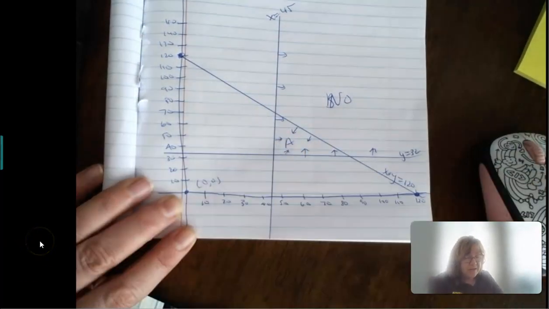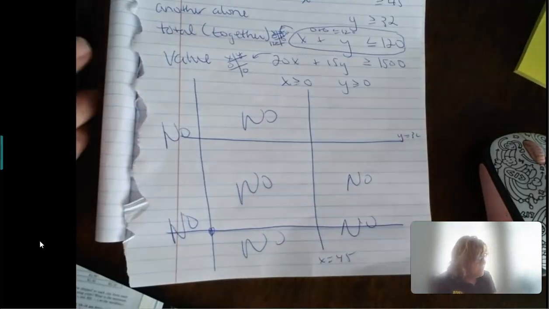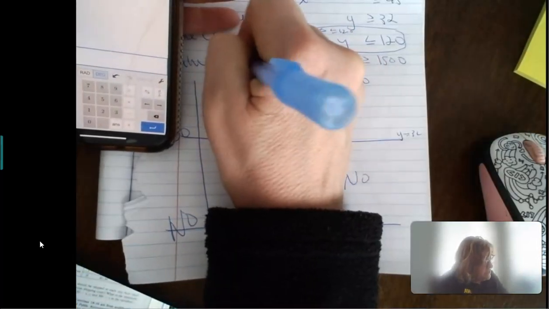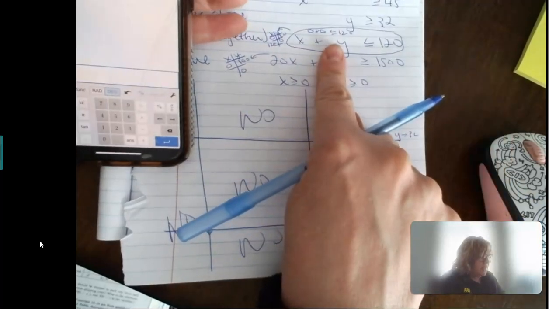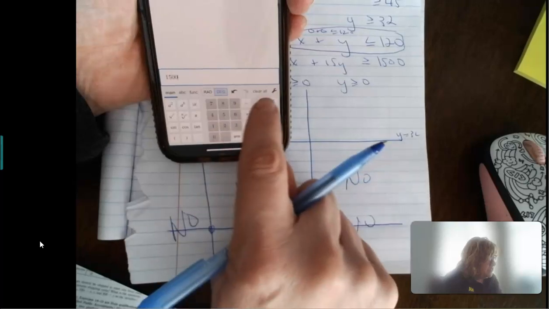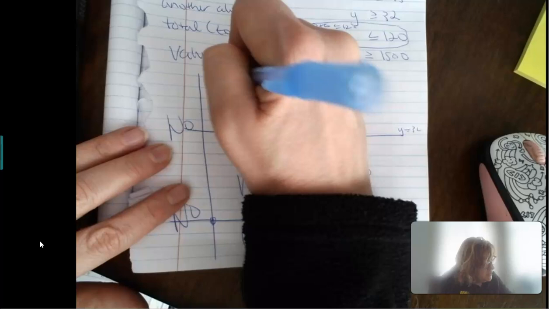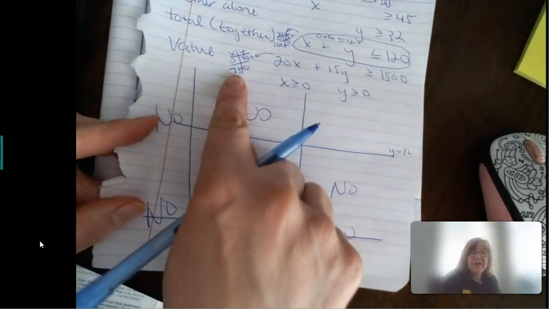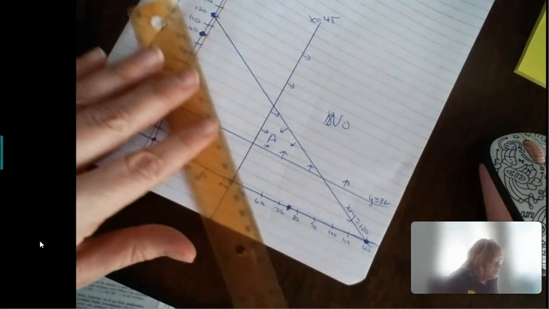All right, our next one is 20x plus 15y equals 1500. If I sub in 0 for x, I divide by 15, I get 100. If I sub in 0 for y, I'm dividing by 20. And again, if you can do that mentally, great. If not, use a calculator. 75. Doesn't matter to me. So 100 on the y, that's your y-intercept, and then 75 on the x. Again, I'm going to use that straight edge.